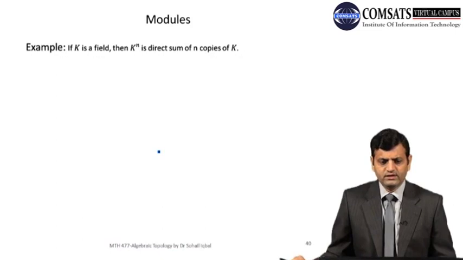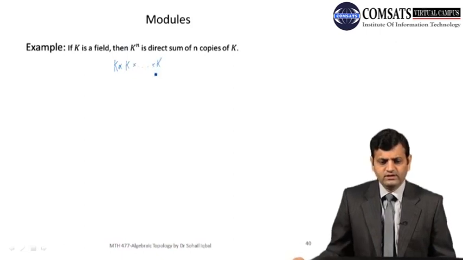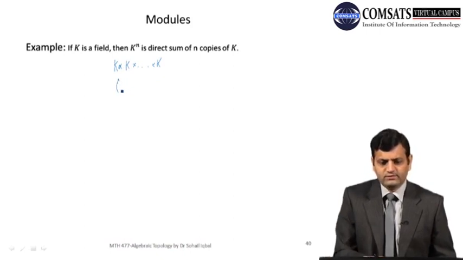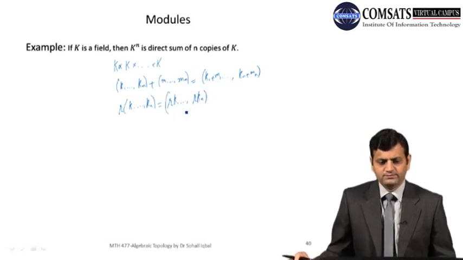As another example, take a field k, then k^n is a direct sum of n copies of k. Once again, take the cross product of k n times, and we can define addition and multiplication in the usual way of pointwise addition. For example, (k1, up to kn) plus (m1, up to mn) is defined by pointwise addition, and we define the multiplication as r times (k1, up to kn) equal to (rk1, up to rkn). Under these two operations, this becomes a module.